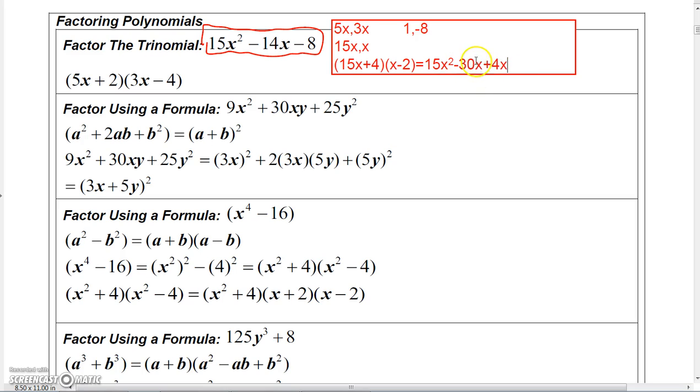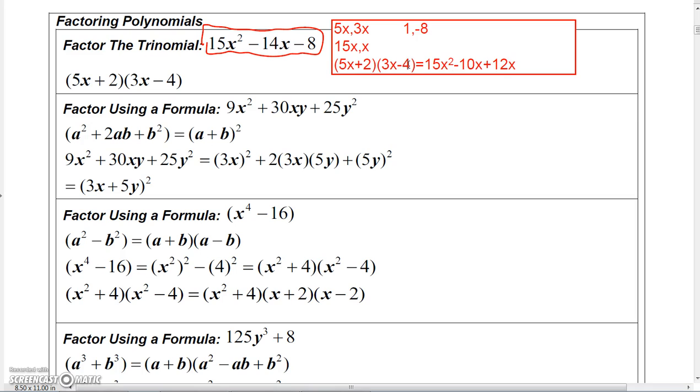So that's out. Well, since I didn't get anywhere close with 15x and x, maybe I'll try 5x and 3x. Okay, so now if I do that, let's see what I get. If I do 5x plus 4 and 3x minus 2, 5x times 3x is 15x squared. 5x times -2, that's minus 10x. And then 4 times 3x, that's 12x. And if you combine minus 10x plus 12x, you don't get minus 14x. So why don't we switch the numbers? How about 5x plus 2 and 3x minus 4?